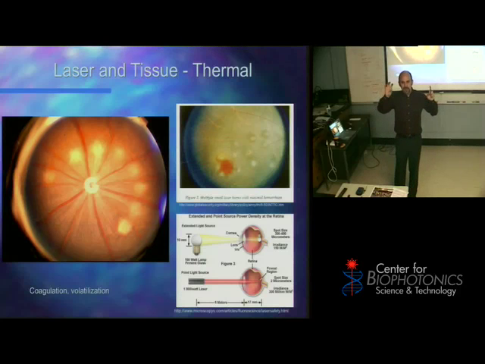So this is the main message: even the weaker source, if it's focused to a really, really small spot, can have a much greater potential for damage.